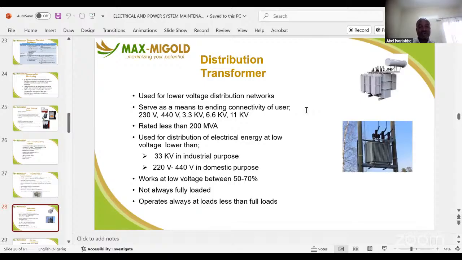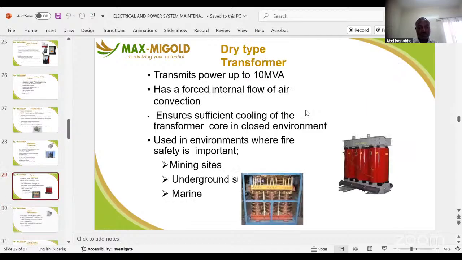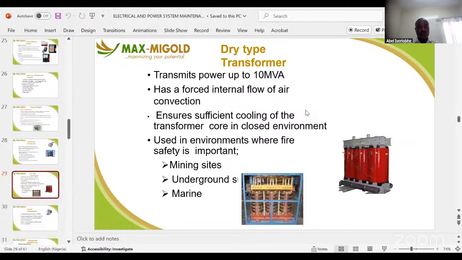You have the 33 kV in the industry that brings from the main source from 33 to 11, where you need a high demand of electricity. 33 to 11 to 415. So these are distribution transformers.